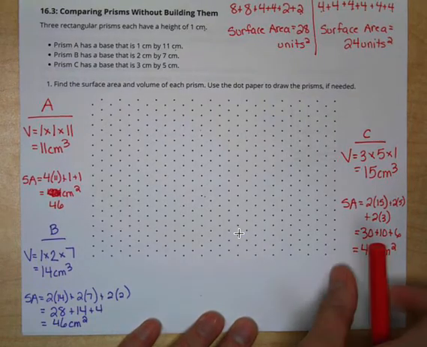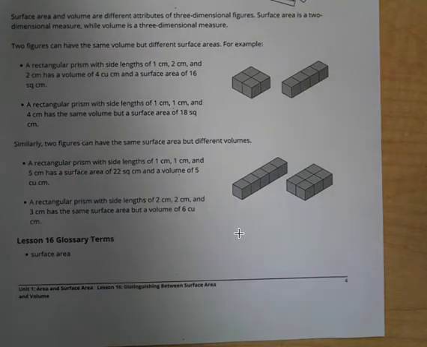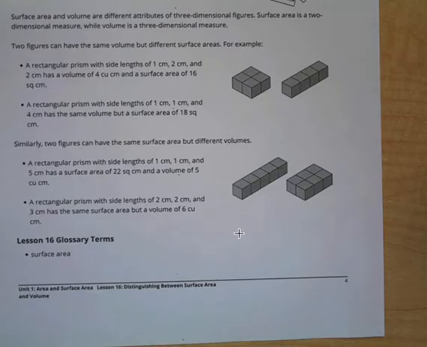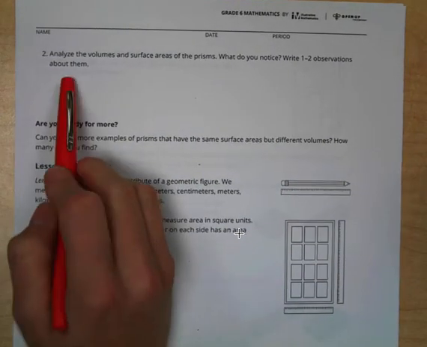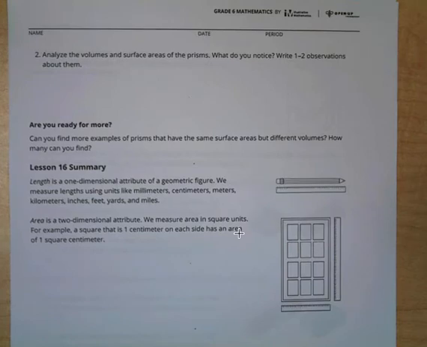Alrighty, you can flip the page when you're ready. It says to analyze the volumes and surface areas of the prisms. What did you notice about them? Down here you should write 2 observations, whatever you notice. There's no correct answer. It could be as simple as they all have the same surface area or that their volumes are different. You will have different answers and that is okay. When you're done doing that, you can follow along with me. We're going to highlight some important things in our summary here.